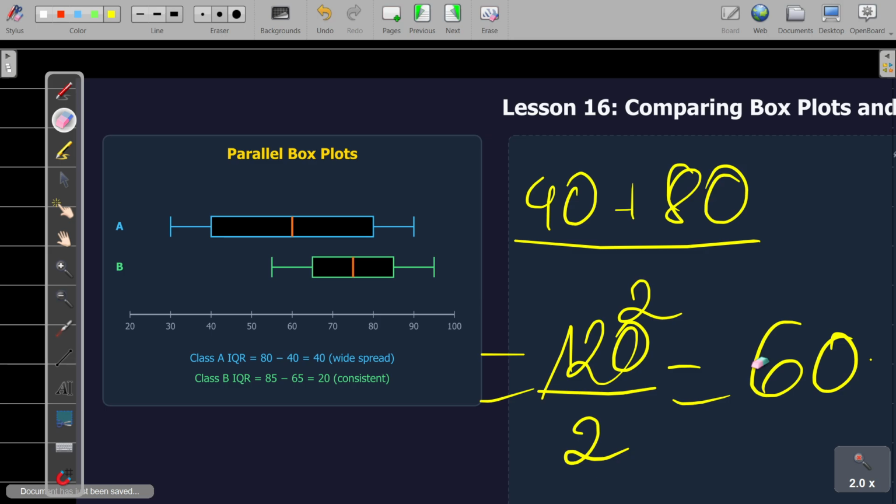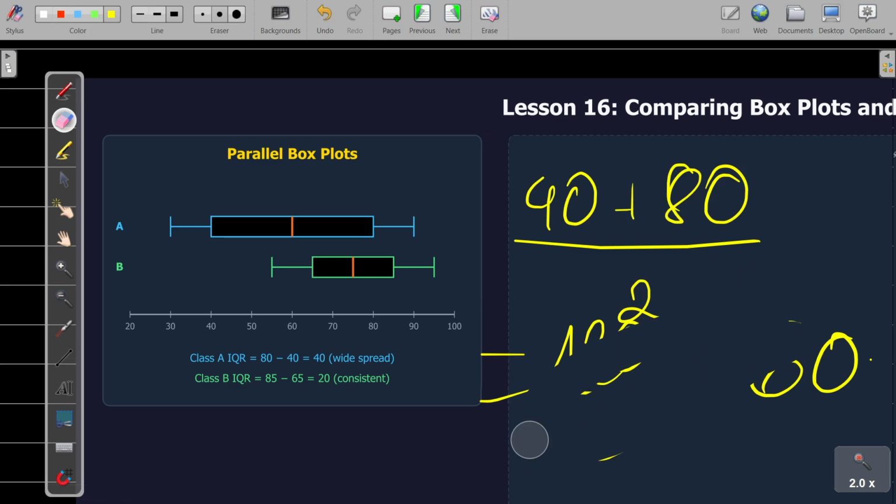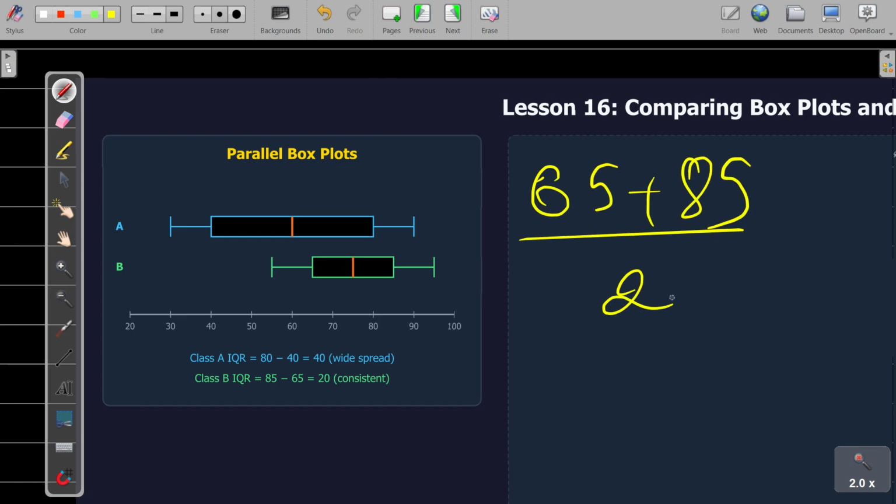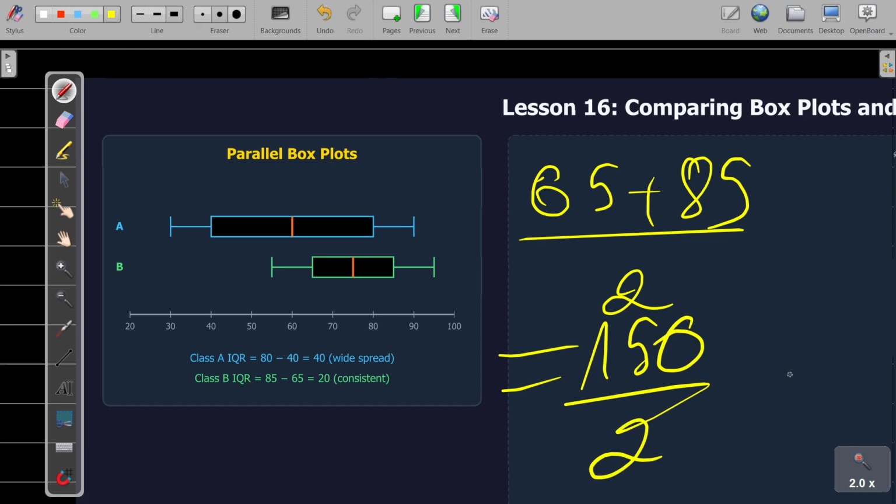Now for class B, the box goes from 65 to 85. The median is going to be 75. Again, we do our calculations: 65 plus 85 over 2. This is going to give us 150 over 2. This is going to give us 75.